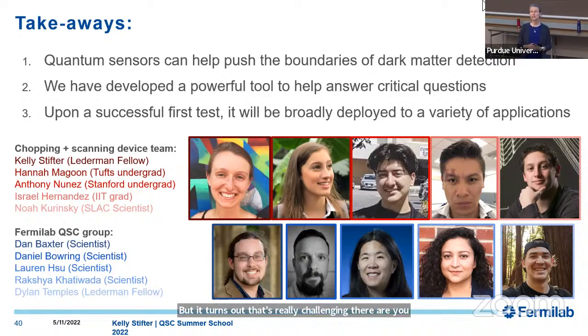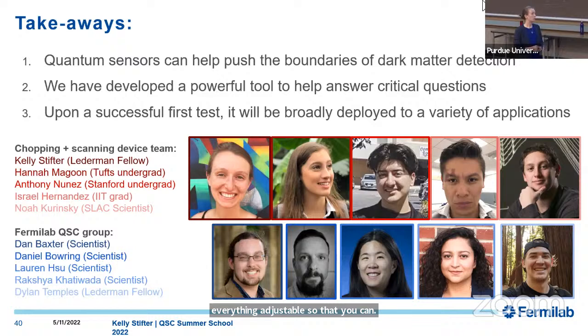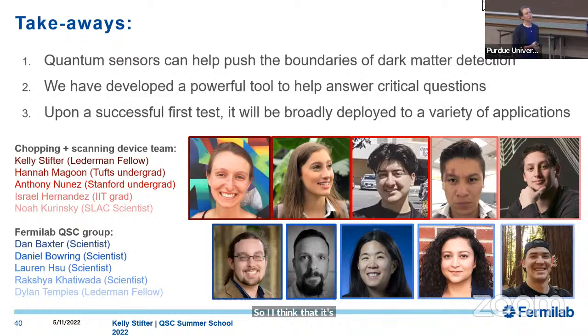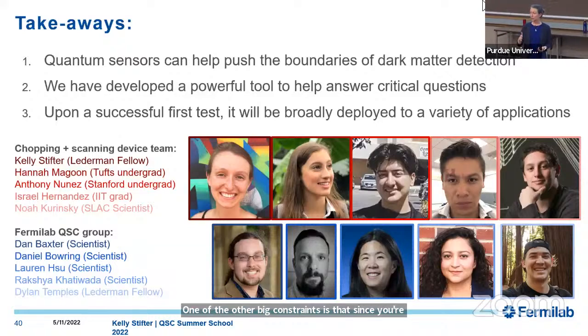There's a lot of other design challenges that I didn't talk about today, things like making them light tight, and you want to have everything adjustable so that you can align all of your optics and your mirrors to make sure that everything is working exactly as you expect. So I think it's maybe possible to make it slightly smaller, but I don't think we'd be able to make it a lot smaller than we do now. One of the other big constraints is that since you're working with deflection angles, your scanning distance is set by your lever arm between your mirror and your scanning area. And so you actually want that distance to be relatively long. And so that's why we do that zigzag.